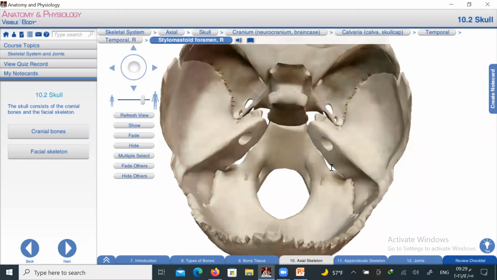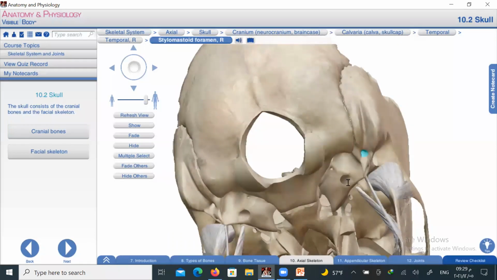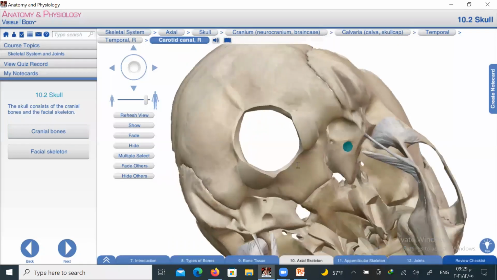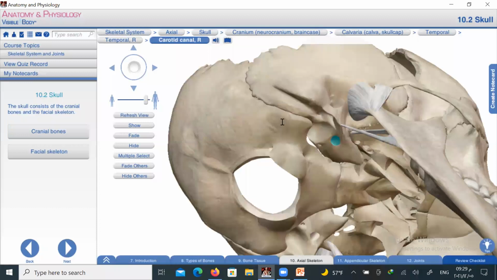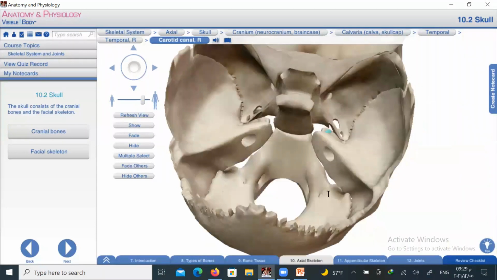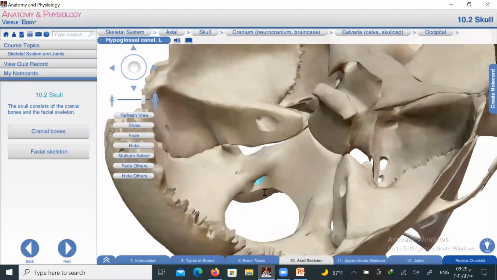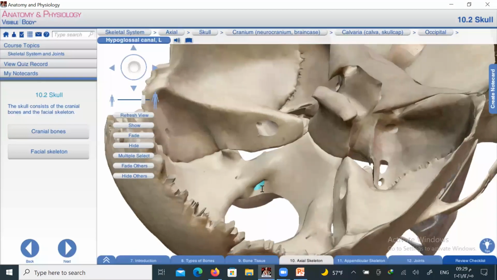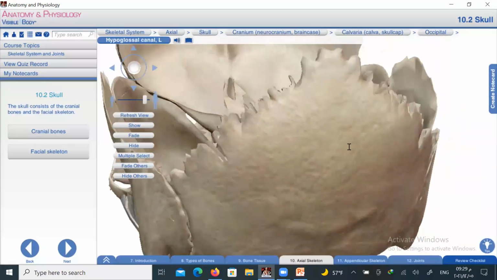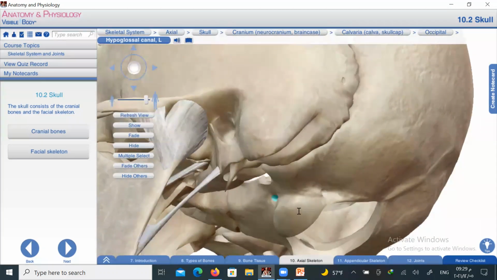This is the jugular foramen, which lies posterior to the carotid canal. This is the carotid canal, and this is the jugular foramen, as you see. And this large foramen is called foramen magnum. And this is the hypoglossal canal, which is the canal for passage of the hypoglossal nerve, the 12th cranial nerve that exits the skull anterior to the occipital condyle. This is the hypoglossal canal.